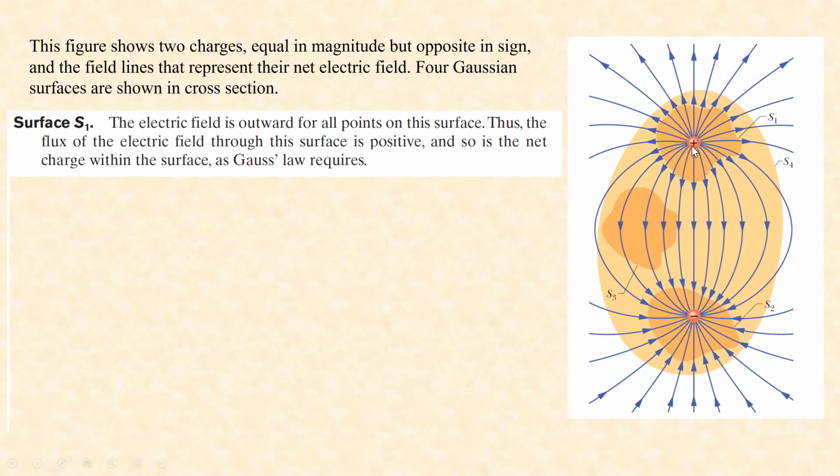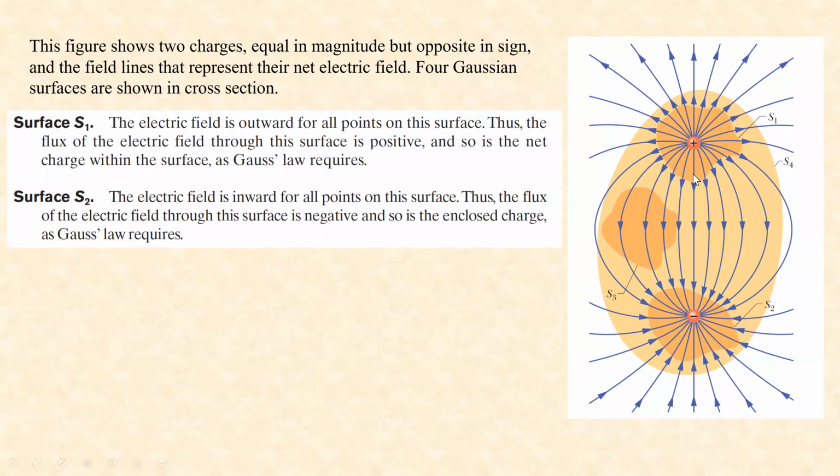See, if you have a positive charge and the electric fields are going away from the positive charge, therefore, you create positive contributions everywhere. So the total flux through the surface becomes positive. And Gauss law says it should be positive because the charge inside is positive. And if you look at surface 2, this is S2.